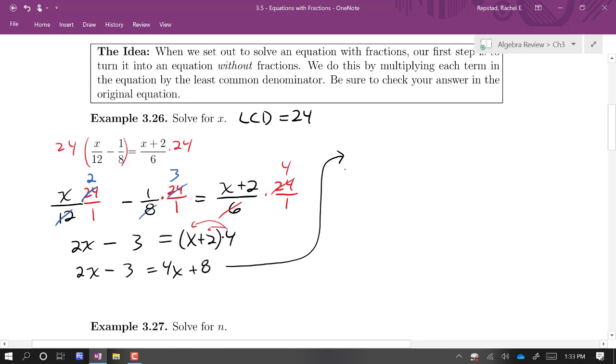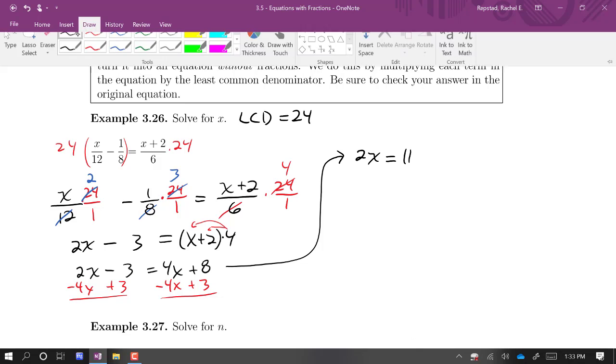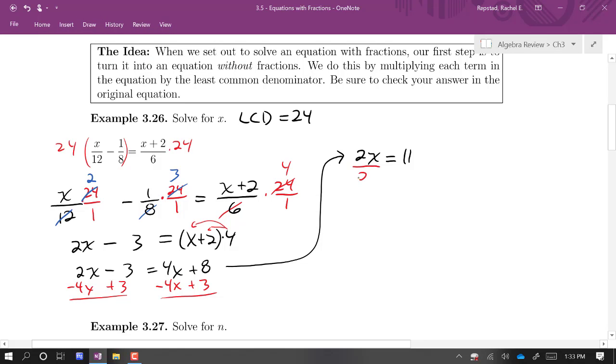I'm going to move over here for some more room. Let's get all of our x's on one side. Let's subtract 4x from both sides. And then we can add 3 to both sides. On the left side, we're left with 2x. On the right side, we have 11. And now it's all over but the shouting. We'll divide both sides by 2. And we find that x is equal to 11 halves.